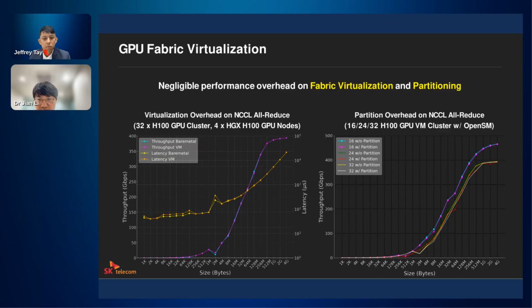So the takeaway here is straightforward. Fabric virtualization and partitioning introduce negligible overhead. Whether you virtualize the NVLink fabric or carve the GPUs into partitions, end-to-end communication bandwidth as well as NCCL performance remain effectively unchanged. In practice, this means you can safely share and isolate accelerator resources in multi-tenant environments without sacrificing the scalable performance your large model training and inference workloads require.